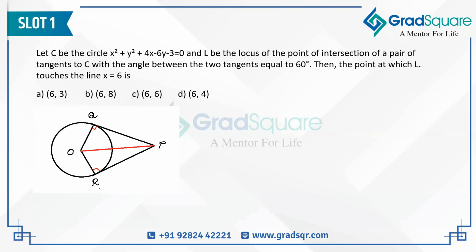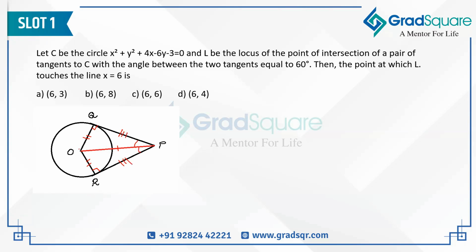So these two angles are equal. Also, OP is a common side. Also, the radius of the circle, of course, will be constant, so OQ and OR will be equal. So by RHS congruency, triangle POQ and triangle POR will be congruent, which means that the two tangents drawn from the same point to the circle will be equal in length.